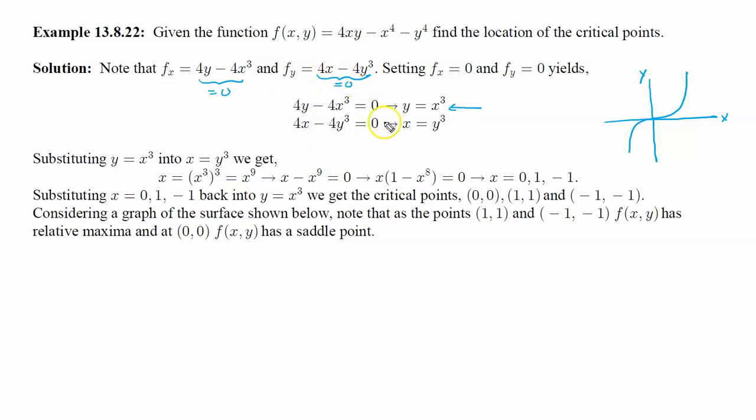Setting this equal to 0, solving this equation right here, just taking the 4y cubed over, canceling the 4's, you get x equals y cubed. Okay, so x equals y cubed looks like this. It's going to go like that. Okay, let me put that in red. It's going to go like this.